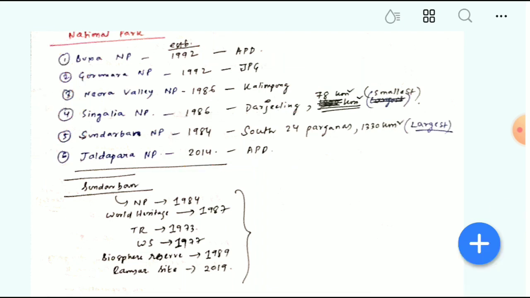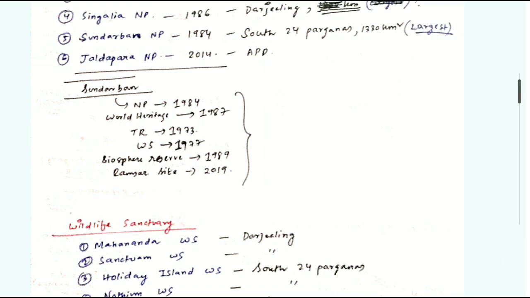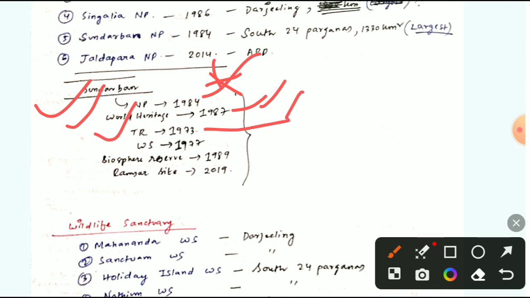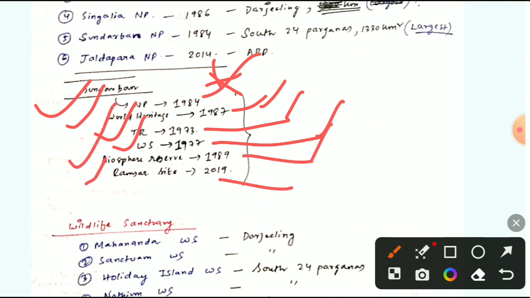Next, if you consider the information about Sundarban, it is a national park. It got national park status in 1984. Very important. It got World Heritage Site status in 1987, Tiger Reserve in 1973, Wildlife Sanctuary in 1977, Biosphere Reserve in 1989, and Ramsar Site in 2019. So these are the six different years you must know, very important for your examination.